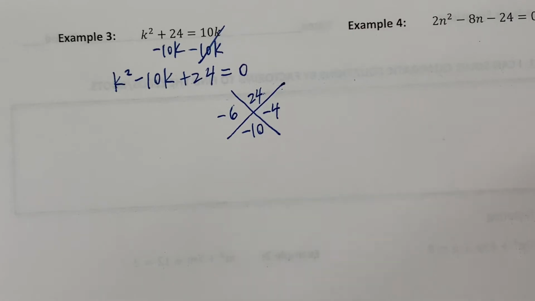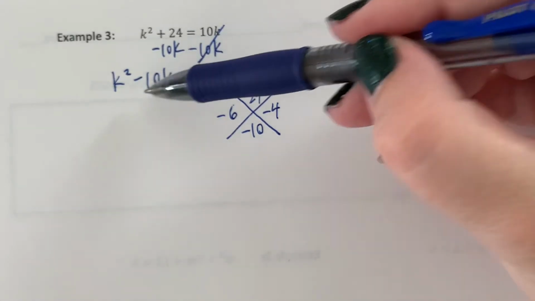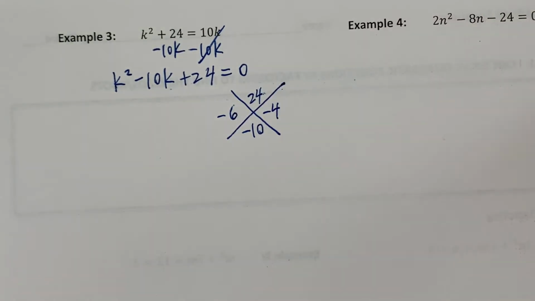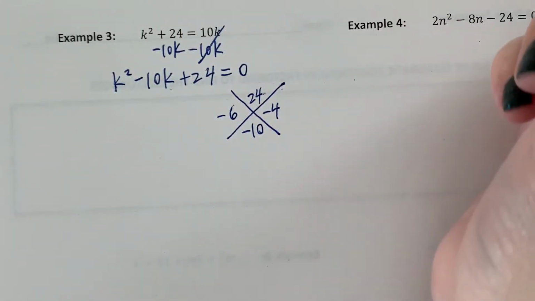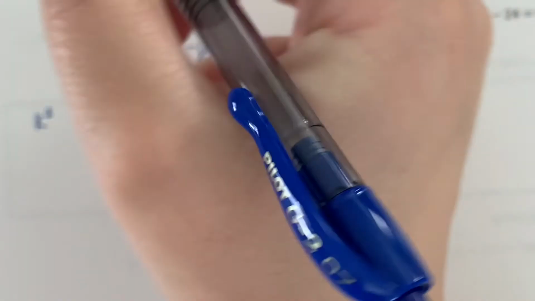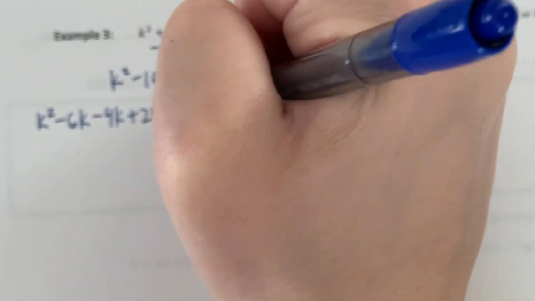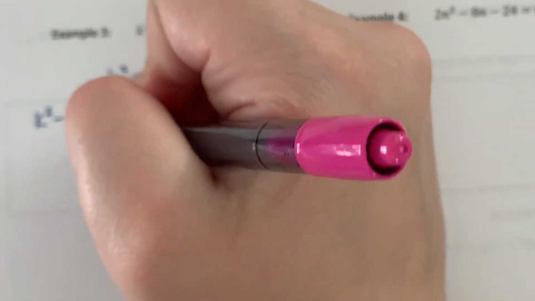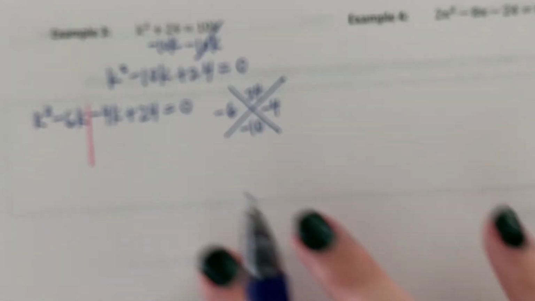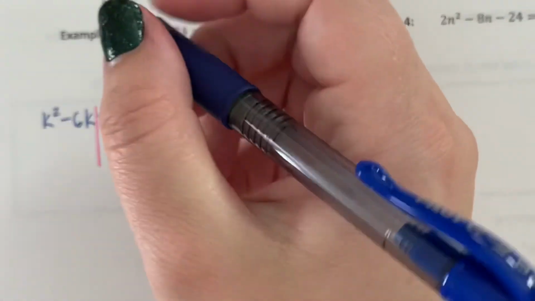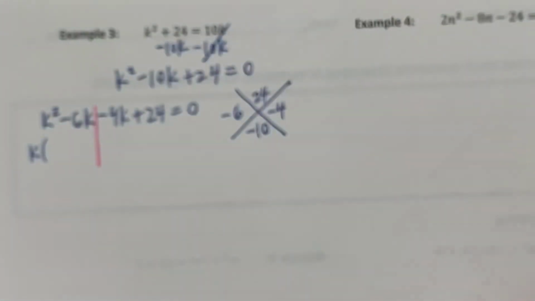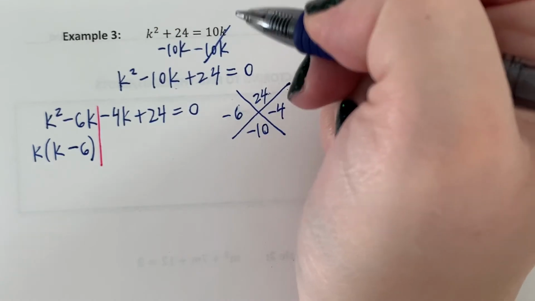adds to negative 10. So perfect, I can split up my middle term, negative 10k, into negative 6k and negative 4k. So I'll go ahead and do that over here. I'll have k squared minus 6k minus 4k plus 24, don't forget it's still equal to 0. I can split it up to factor by grouping. In my first half, my GCF would be k. K times k gives me k squared. K times negative 6 gives me negative 6k.